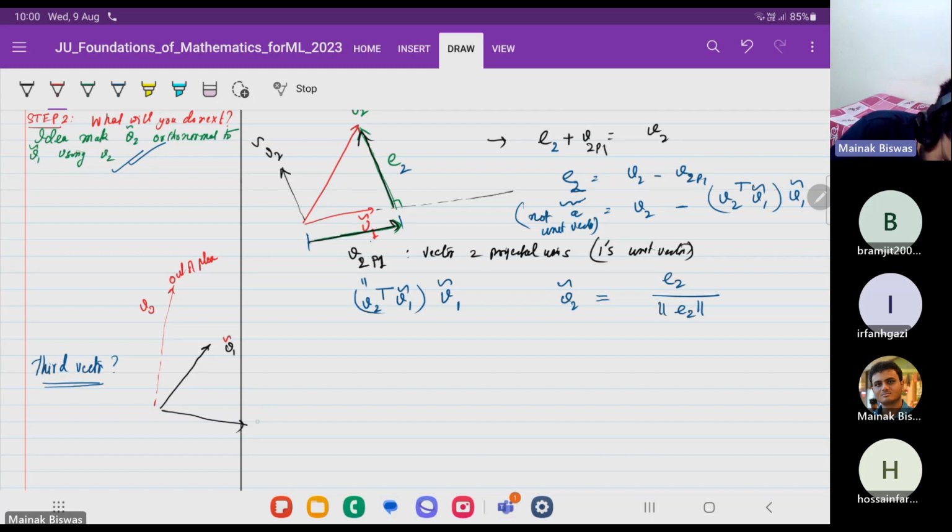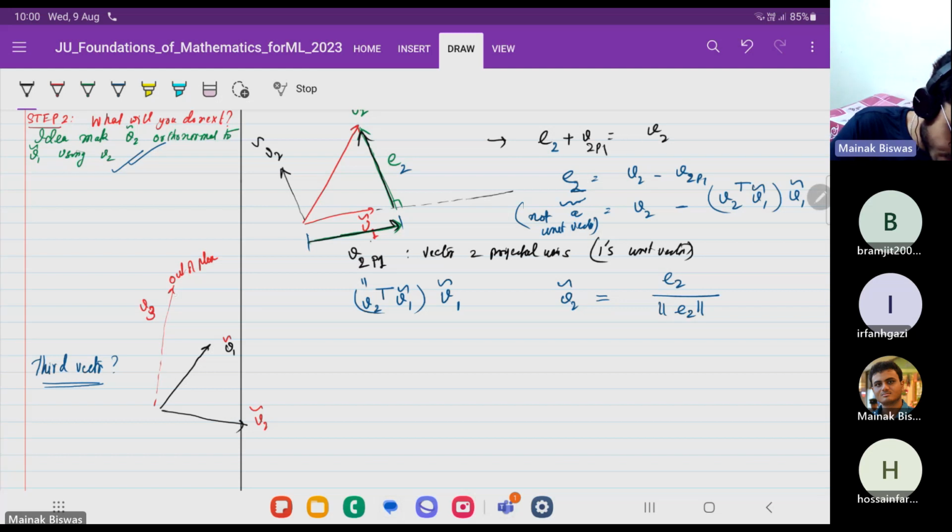V3, V1 tilde, V2 tilde. So what will I do now? How will I get V3 tilde? I'll subtract both the components of V1 and V2, correct? And I'll get the perpendicular component from V3. Yes or no?